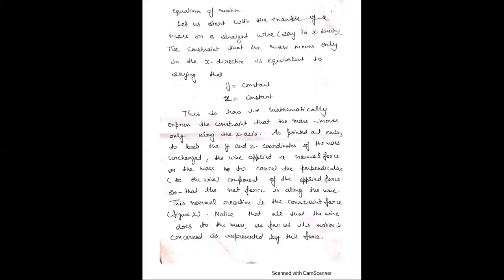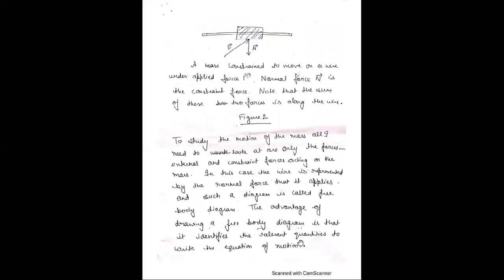This normal reaction that restricts the motion along y and z is known as the constraint force. Now notice that all the wire does to the mass, as far as motion is concerned, is represented by this force. Now, a mass constrained to move on a wire under the applied force. This is a mass that moves on a wire when we apply the force, and the sum of the two forces is along the wire. In this case, the sum of the two forces Fn is along the wire.